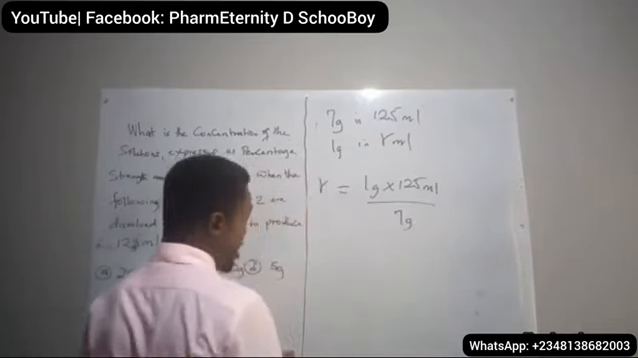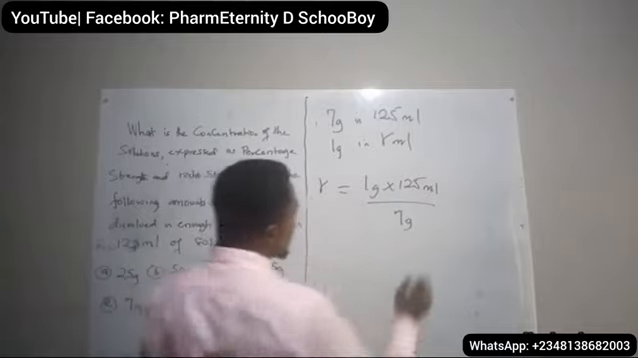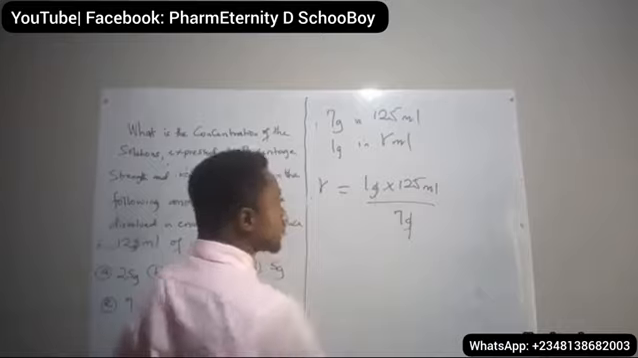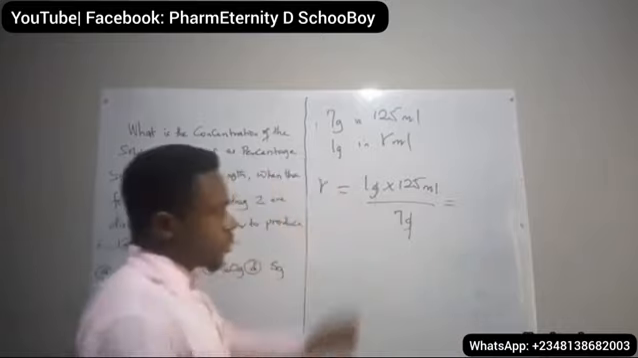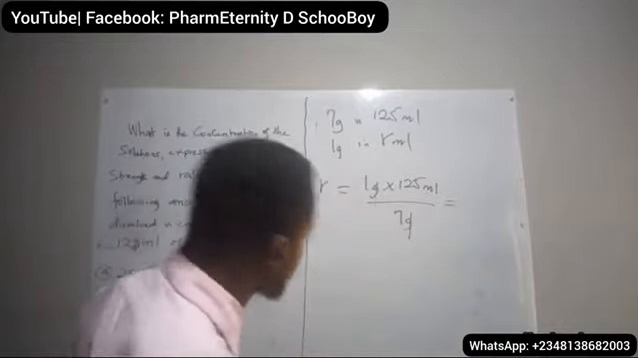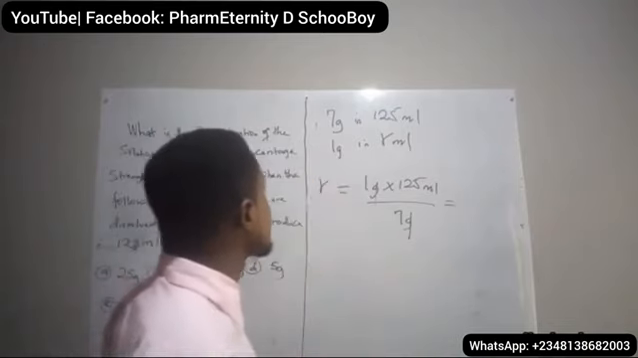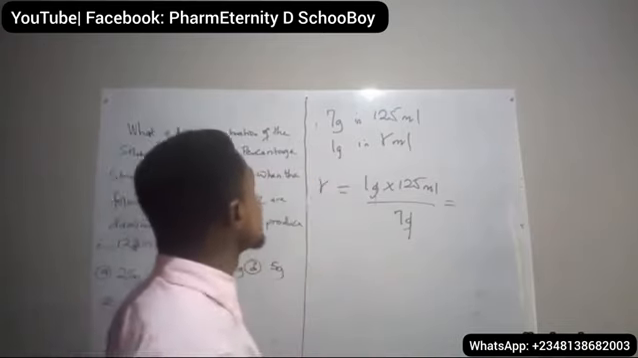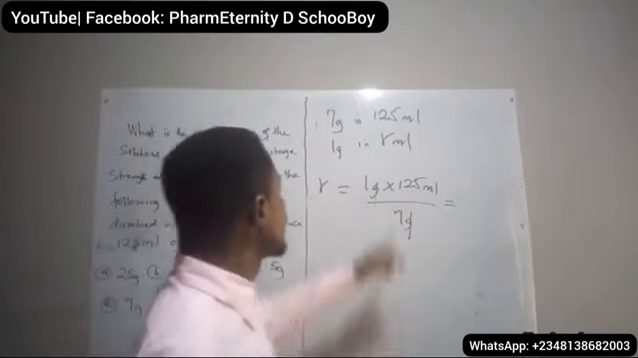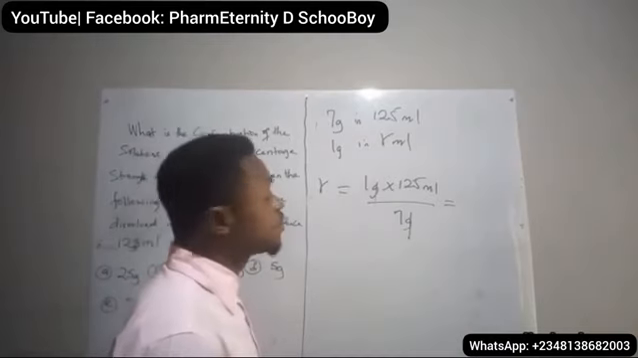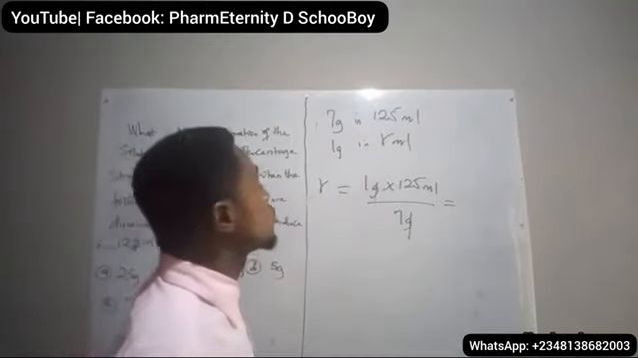So this will now give us, gram will cancel gram. 125 divided by 7. How many 7s can we find in 125? 7 times 10 alone is 70. So 7 times 20 alone is what? 140.